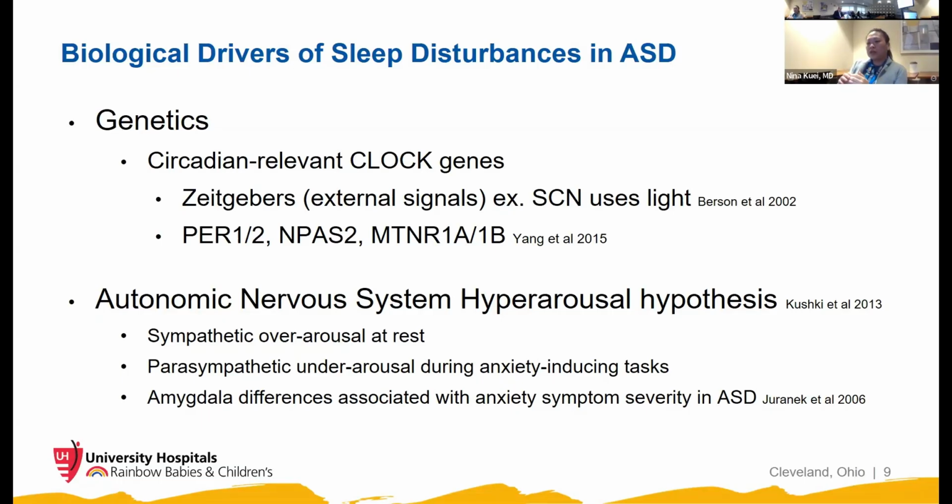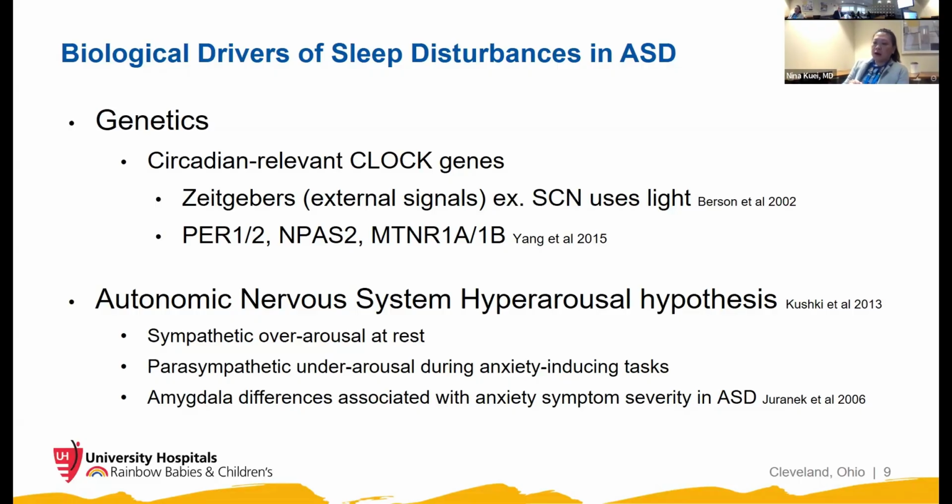And so some of these genes, the PER genes, the NPAS, MTNR genes, which are the melatonin receptors, this is not an all-inclusive list. This just happens to be a small portion. And we're going to talk a little bit more, and I'll show you some diagrams that have a lot more information on them.